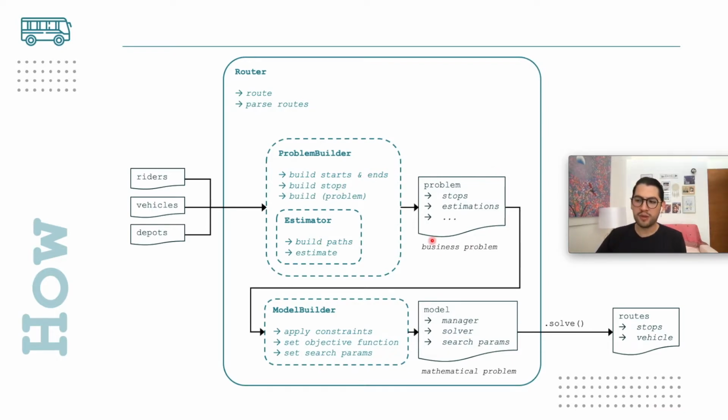After we have our problem, this problem goes to our model builder, and our model builder applies constraints such as the capacity constraint that we mentioned. We set the objective function, which is to minimize our route time. And we also set some search parameters for our heuristic solution. And after we have our model, we solve this model to finally obtain our routes.